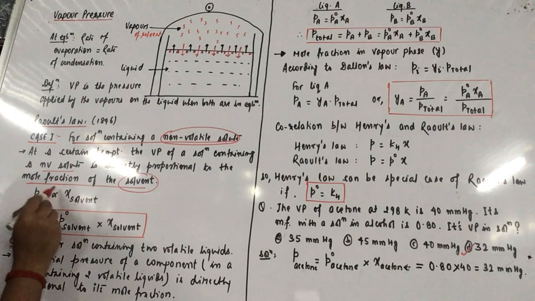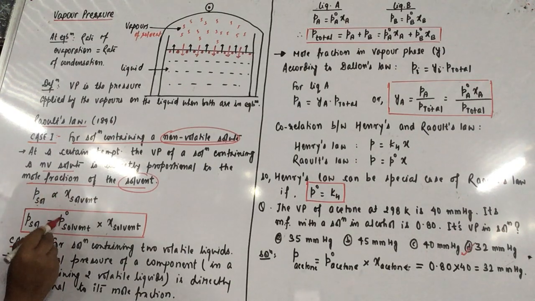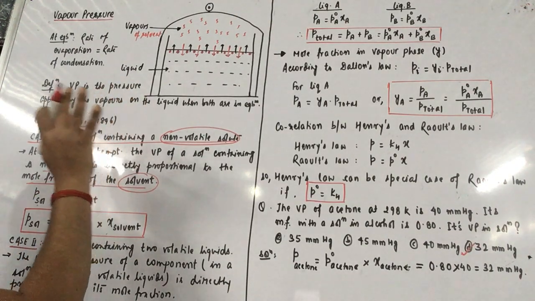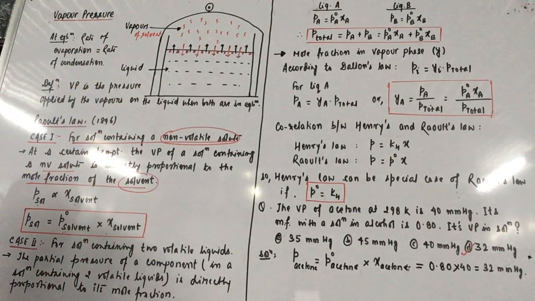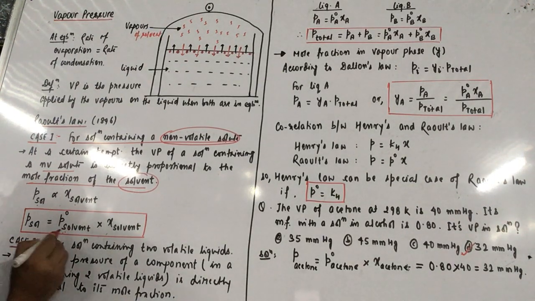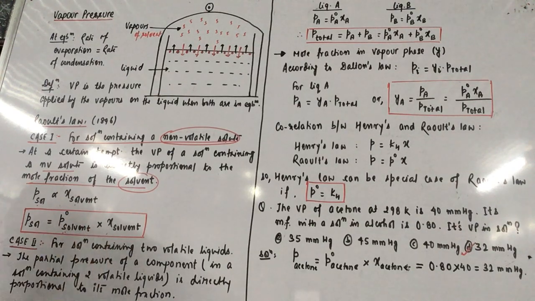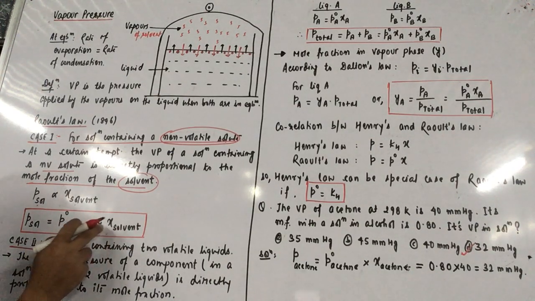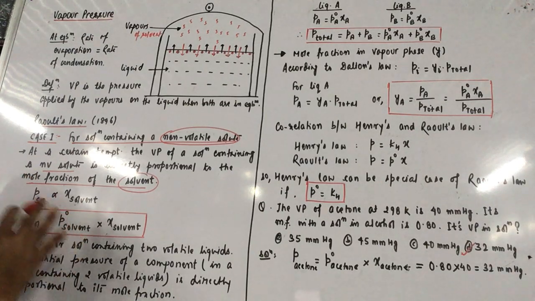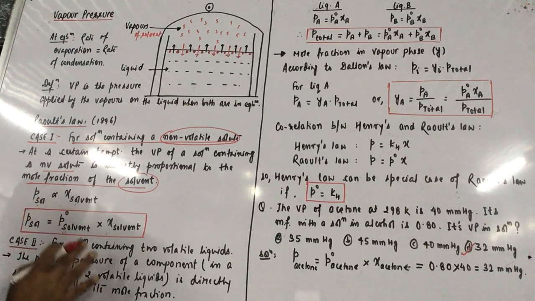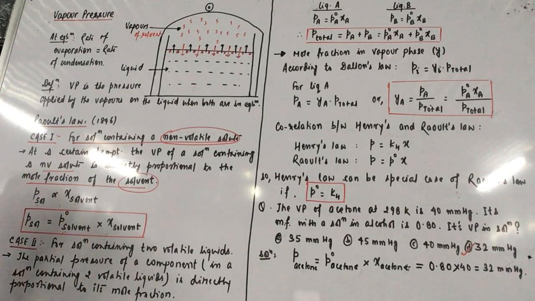Now let us remove this proportionality sign by a constant P0 solvent. This is the vapor pressure of pure solvent. When only solvent is taken, what is the vapor pressure in that case? So in the first case, the vapor pressure of solution is equal to the vapor pressure of pure solvent multiplied by the mole fraction of solvent. There is no participation of solute here because solute is non-volatile in nature.